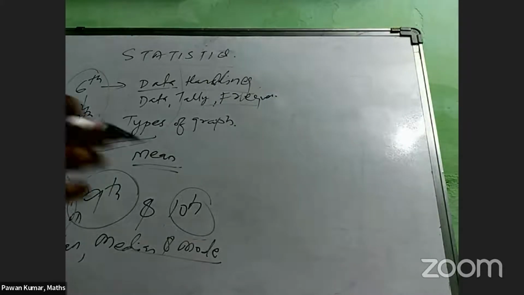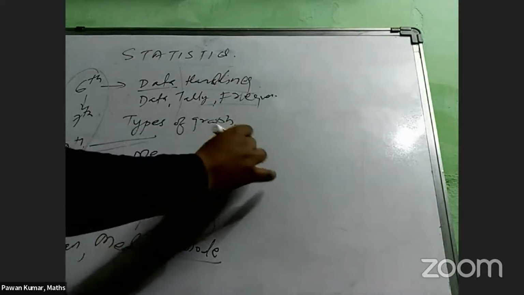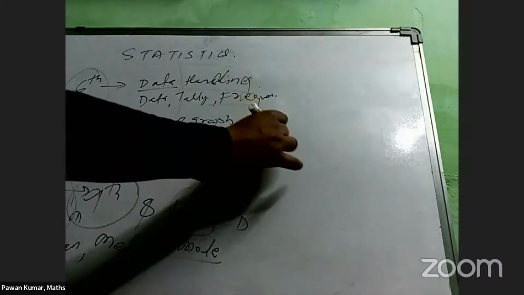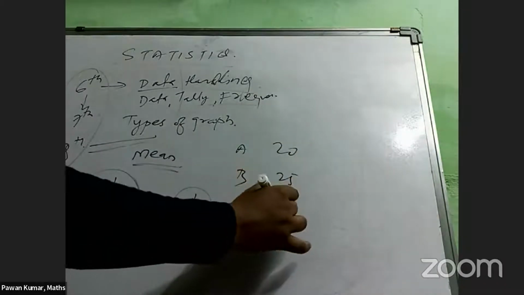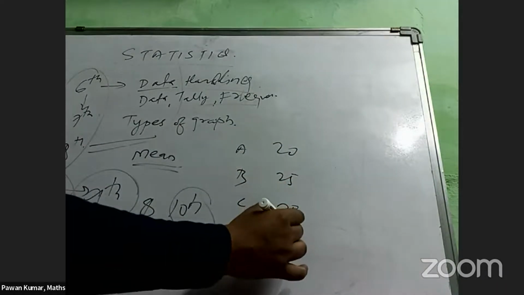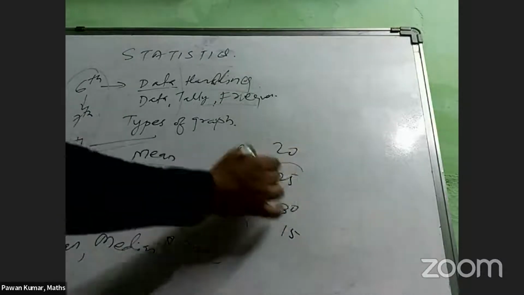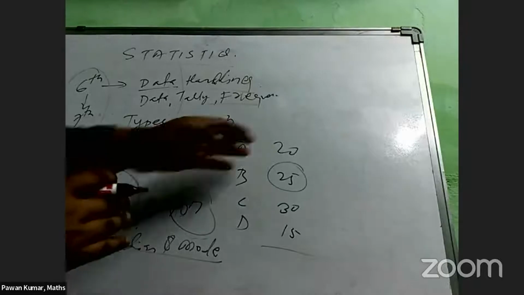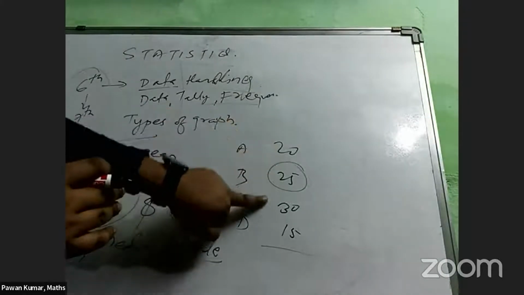Suppose A, B, C, and D have different frequencies: 20, 25, 30, and 15. They will assume one data value there. So if I add this, what am I getting? I'm getting 25, suppose 20 and 30.